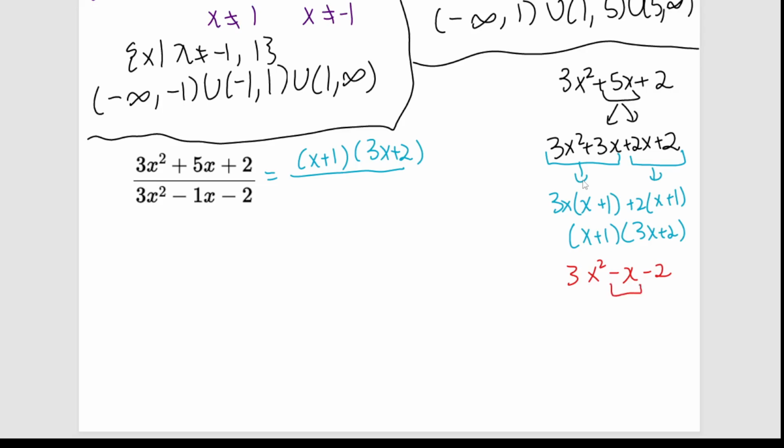So we're instead going to use the numbers negative 3 and positive 2. So we're going to split the middle term into negative 3x plus positive 2x. Drop down the other terms. Now we want to use factoring by grouping.